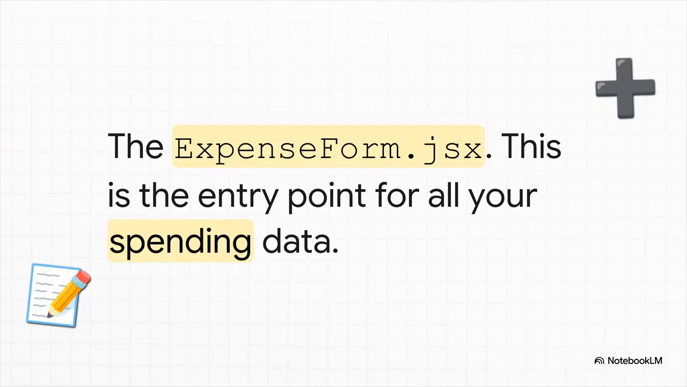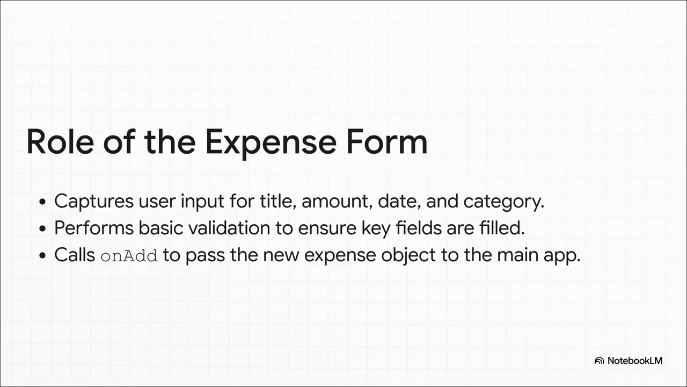First up, we have the front door for all of our data, the expense form. I mean, every tracker needs a way to add new stuff, right? This component is where all of that happens. Its role is pretty straightforward, but absolutely crucial. It captures everything you type in, the title, the amount, the date, all that good stuff. It does a quick check to make sure you didn't leave anything important blank, and then it bundles all that info into a nice little object and sends it up the chain to the main app component, which takes care of the actual saving.